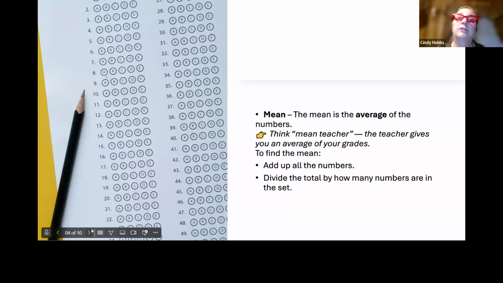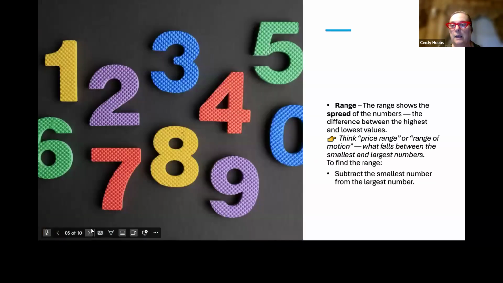Mean is the average. That's simply what it is. Just think of the mean teacher who gives you an average of your grades. You're going to add the numbers and divide by the amount of numbers. So when you know how to do this, you're just going to get the average of something. You take all the numbers, add them together, and if you have 3 numbers, 4 numbers, you divide that by the number that you have, 4 or 5. So pretty easy. Range shows the spread of the numbers, the difference between the highest and lowest, like the price range or the range of motion. Subtract the smallest number from the largest number. That's your range.